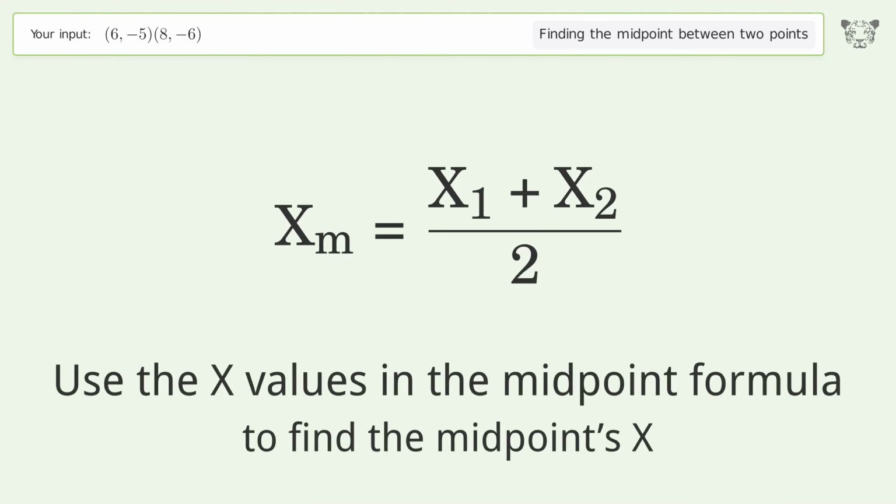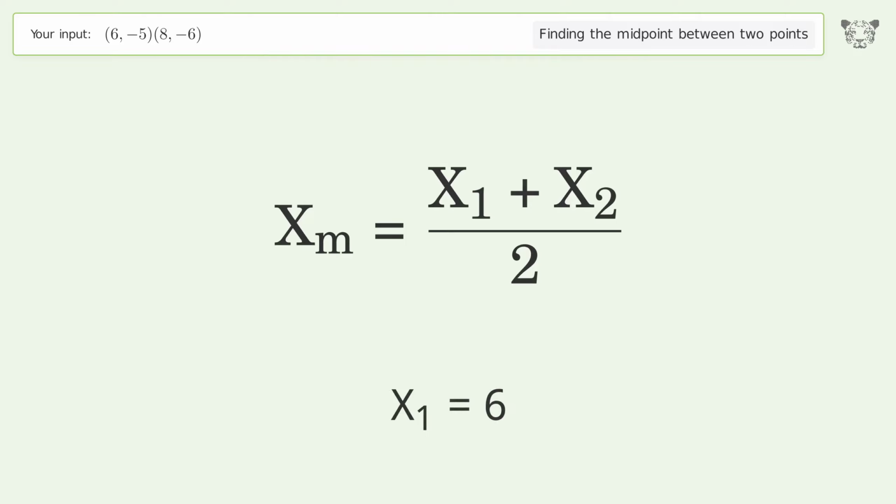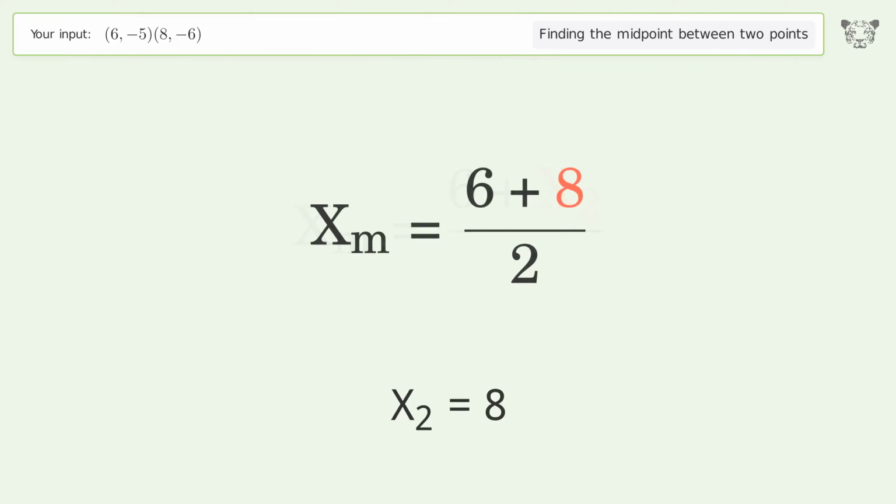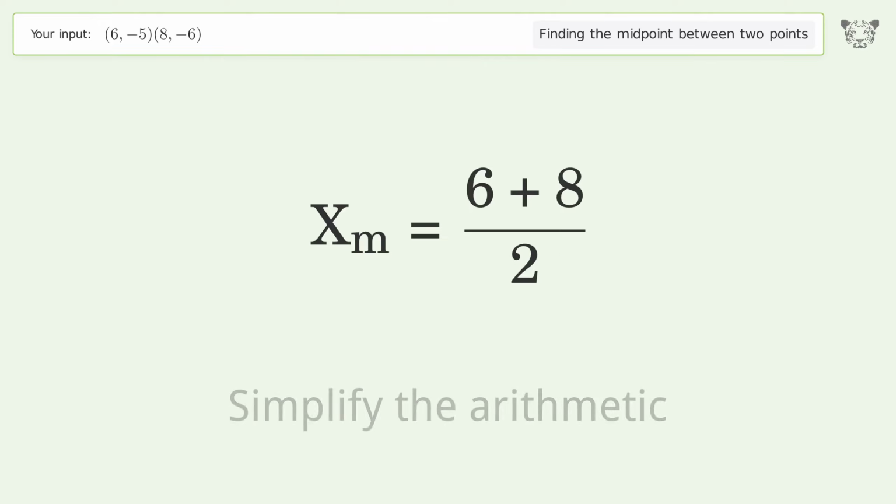Use the x values in the midpoint formula to find the midpoint's x. x1 equals 6. x2 equals 8. Simplify the arithmetic.